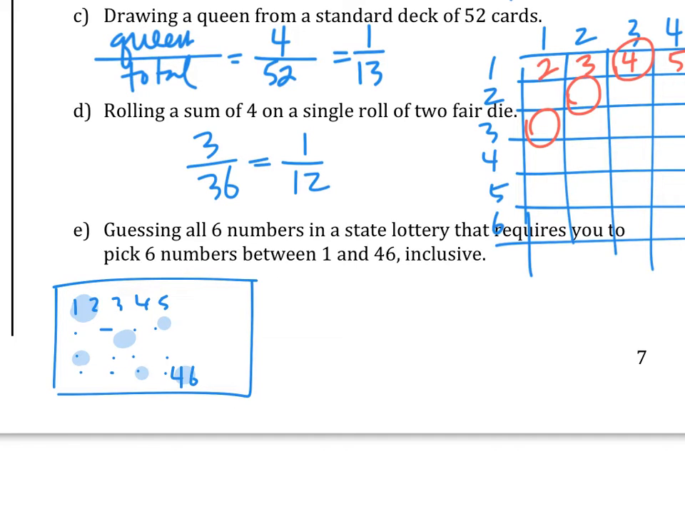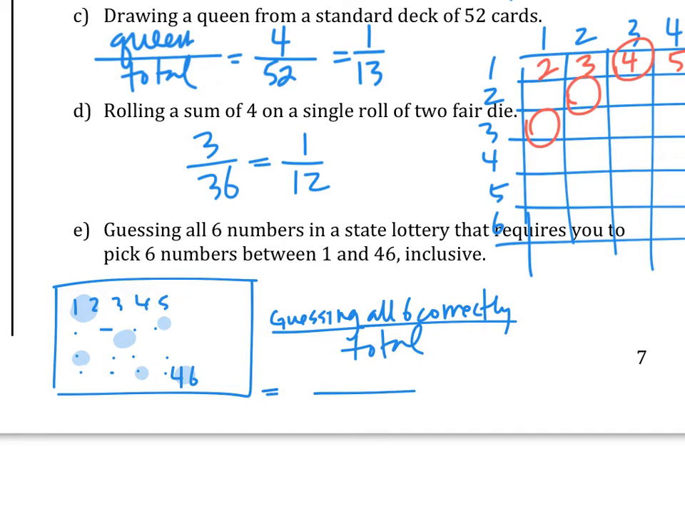Well, we would say that this is basically guessing all 6 numbers correctly over all the ways this can happen. Well, let's think. How many ways can you get all 6 numbers right? Only one way, right? Just get it all right. But how many ways can you guess 6 numbers out of 46? So this requires the lesson from 9.1. How many ways can you pick 6 numbers out of 46? That is 46 choose 6.